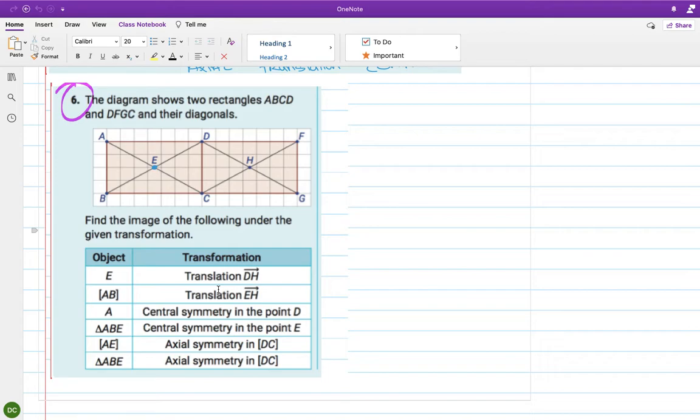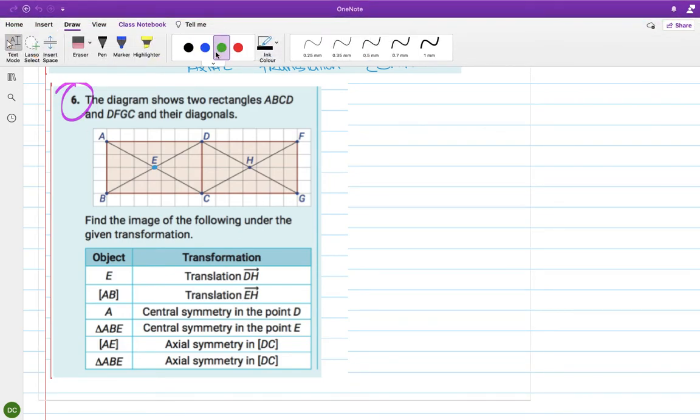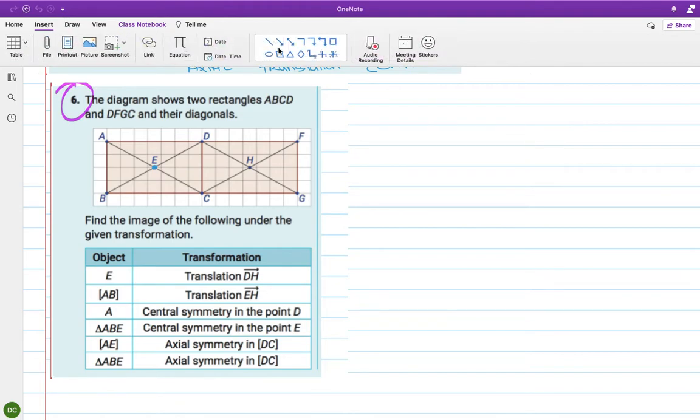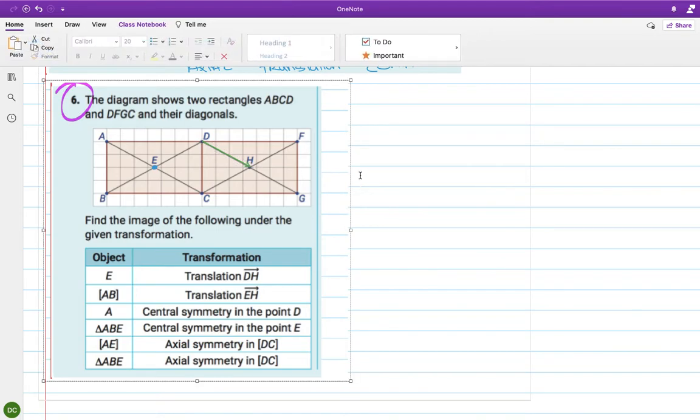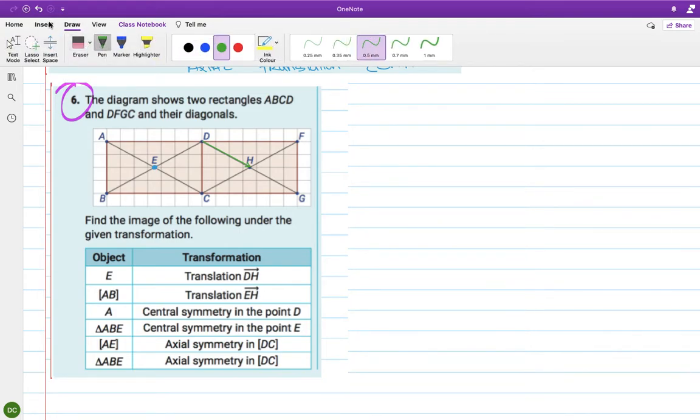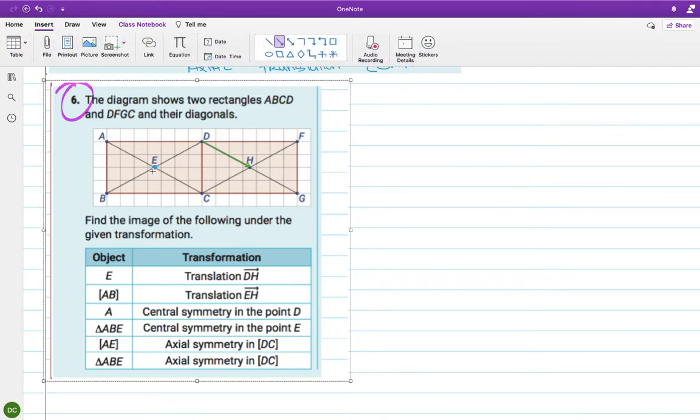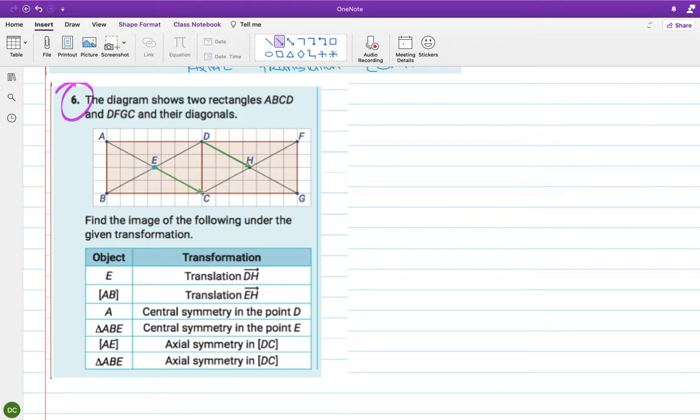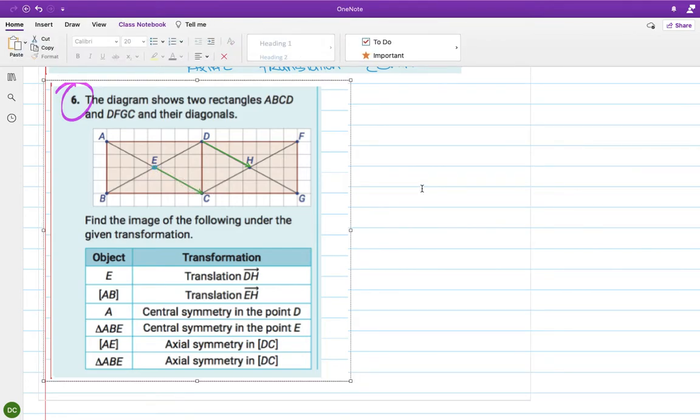I'm just going to draw this here. Let's go green, insert a line. So it's from D to H. That's the translation. If I move E under the same translation, where am I going to end up? I'm going to end up at C.